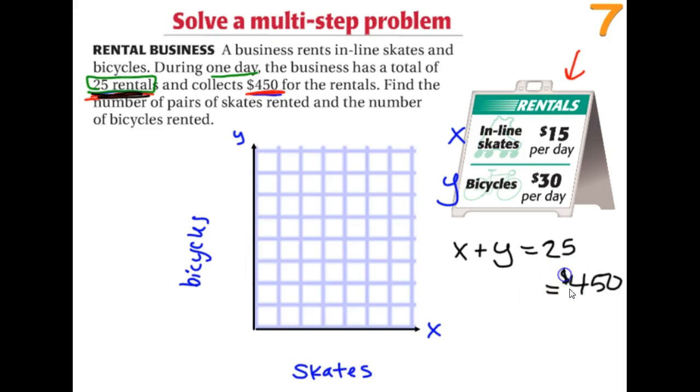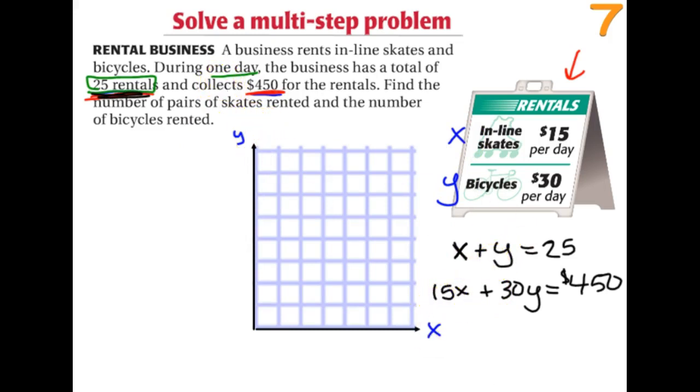And this is talking about money. Well, we know that the skates cost $15 per day, but we don't know how many there are. So I'm going to say 15 times the number of skates that we rent. And we don't know what that is. We used the letter X to represent that, though, so it's 15X. Plus the cost for the bicycles, which is $30, times the number of bicycles, Y. So now we have two equations, let me erase this for a second, that we can use to graph. And wherever those two equations cross is where our answer will be.